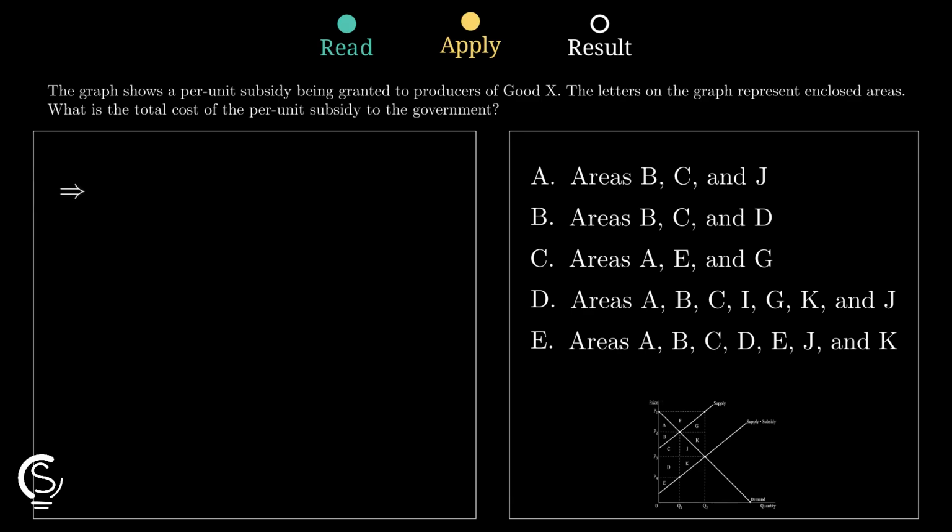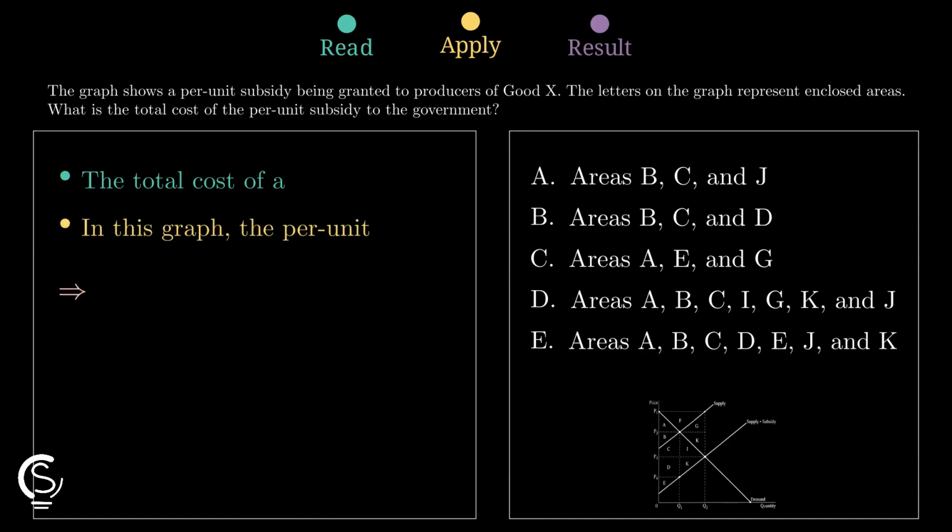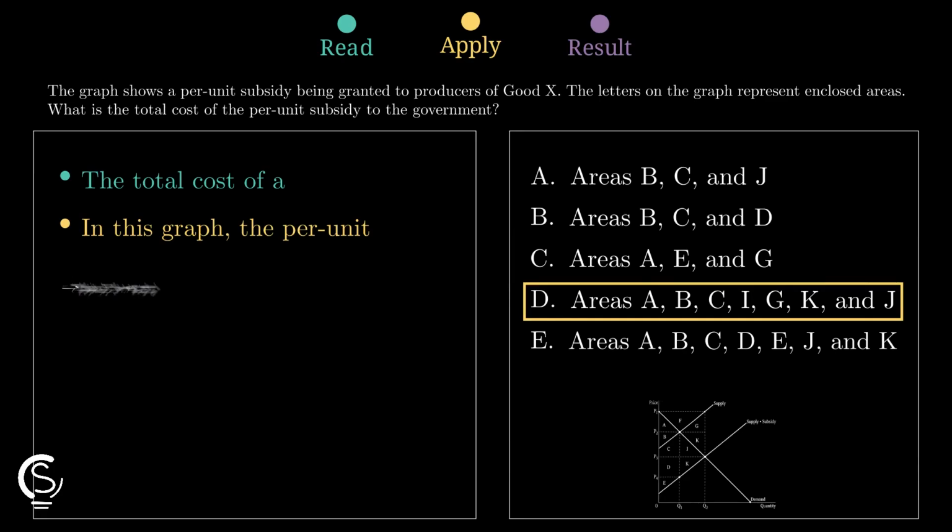In this graph, the per-unit subsidy is the vertical distance between the two supply curves. We then multiply this height by the total quantity sold after the subsidy is granted. The total cost is the large rectangle covering areas A, B, C, I, G, K, and J. This makes option D the winner.